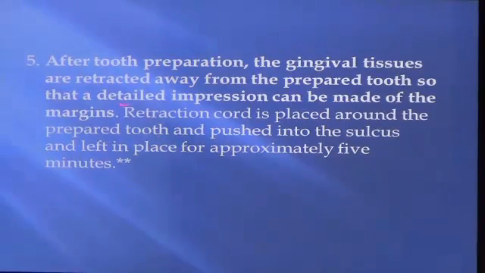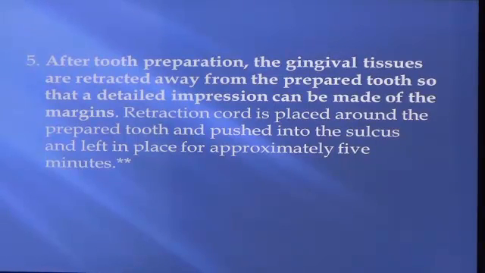Get our margins. Okay, after the tooth is prepared, the gingival tissue needs to be retracted away from the prepared tooth so that the detail impression can be made of the margins. Okay, so this is where we use what's called retraction cord. You guys will pack retraction cord on our models today. Basically, we're putting a little string between the gum and the tooth, after it's prepared, before we take the impression. Okay, so that we're pushing that gum tissue away.